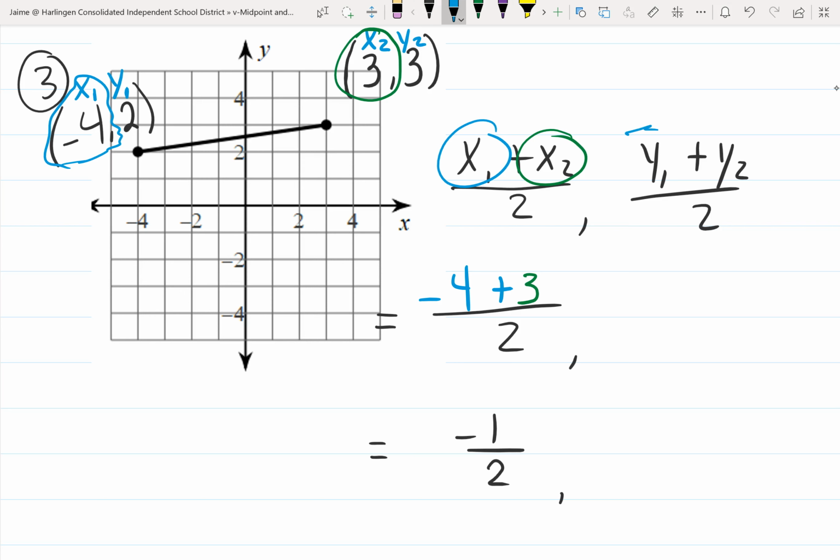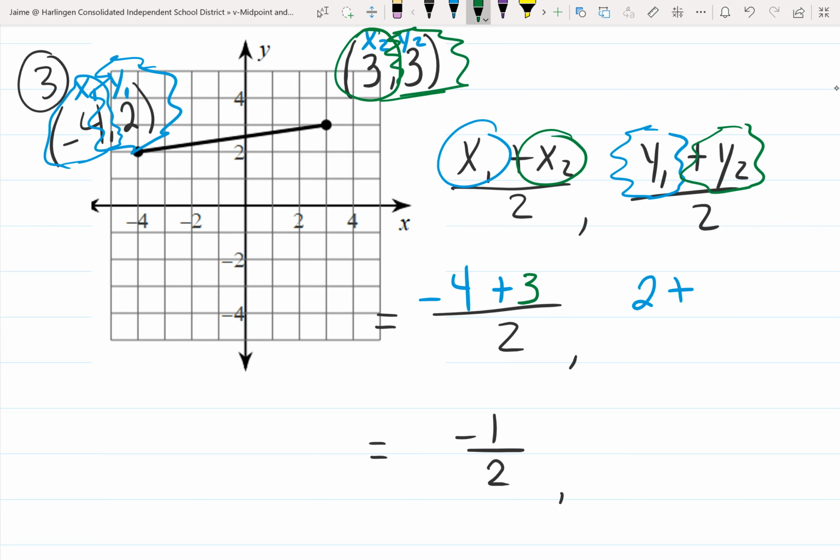y1 is right here. y1 is 2 plus my y2. Gotta find y2. y2 is right here, which is 3. Divide that by 2. 2 plus 3 is 5. And then divide that by 2. Can you divide 5 and 2? No. So then you're done. That is the midpoint.